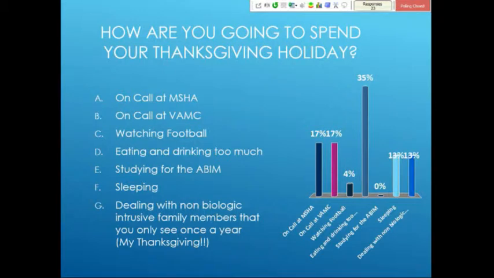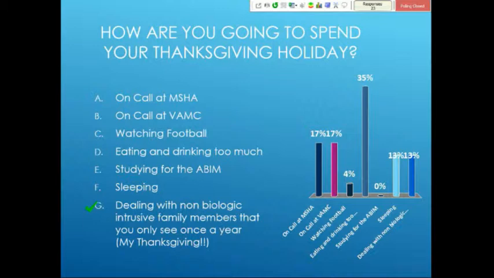So, this is pretty good. 35% are going to be studying for the ABIM. I'm worried about that 35%. I empathize with the 13% that are going to be in my situation. And I really respect the 4% that are going to be eating and drinking too much on that day. So, thank you for your honesty right there. I appreciate it. Oh, okay, great. No one's studying. Oh, I like that more because my wife made me these progressive lenses and they don't always work really that well. So, but I respect your honesty.